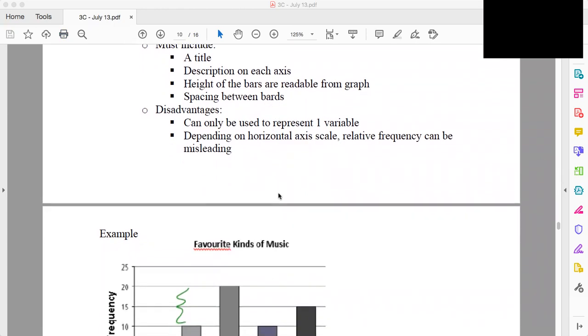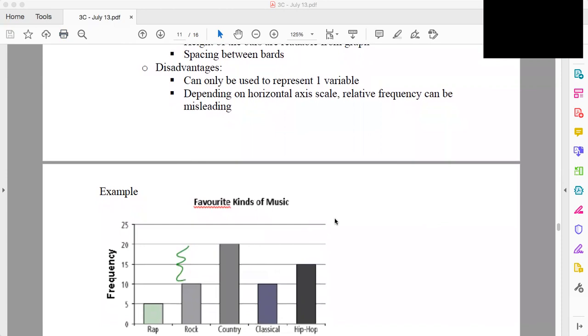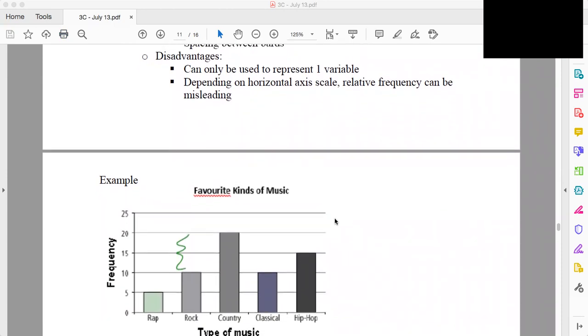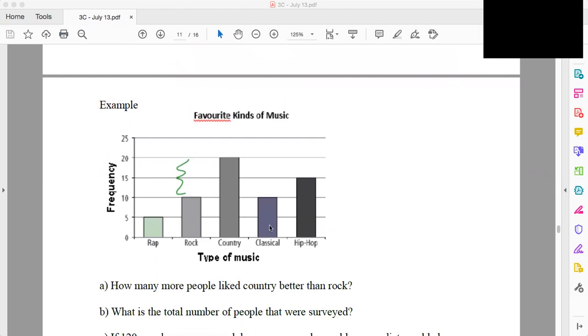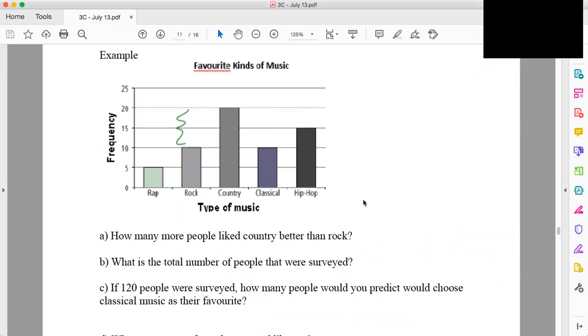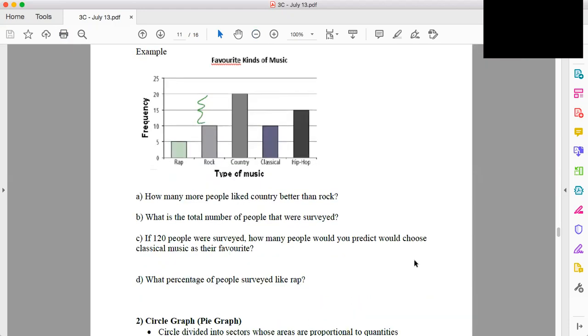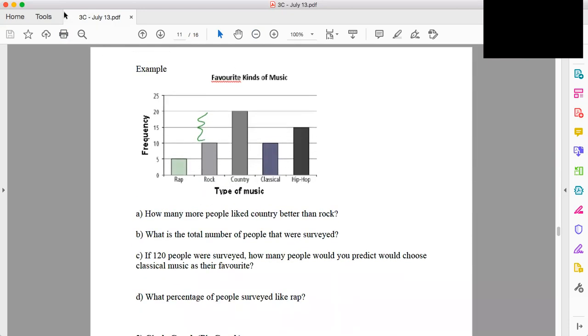Disadvantages of it is that it can only be used to represent one variable. And depending on the horizontal axis scale, relative frequency can be misleading. So this is what a bar graph looks like. And we're going to look at a few questions here. I'm going to zoom out again. That way we can see all the questions that go along with it. So when we're looking at this, how many more people liked country better than rock? Country we see here was 20 and rock was 10. So we would say that 10 more people liked it better than rock.